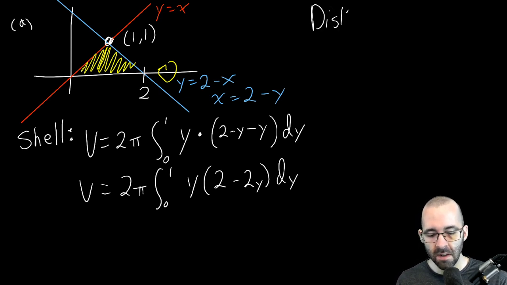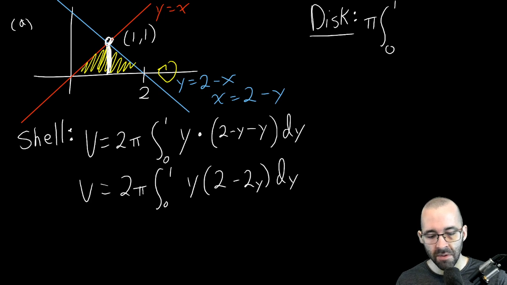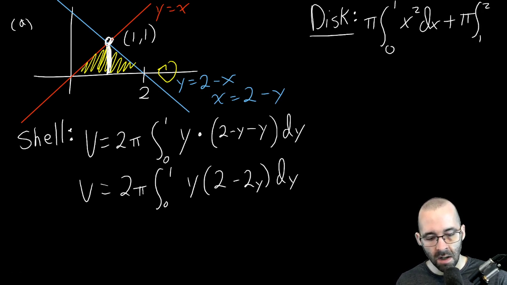Whereas if you use the disk method, you're going to have to use 2 regions. The first one, pi times integral. Now it's rotating about the x-axis, so we use x's. 0 to 1 of the red function squared, because remember, these are all circles. Pi times the radius squared is the area of that cross-section circle. dx plus pi times the integral from 1 to 2 of the other one, 2 minus x squared dx.